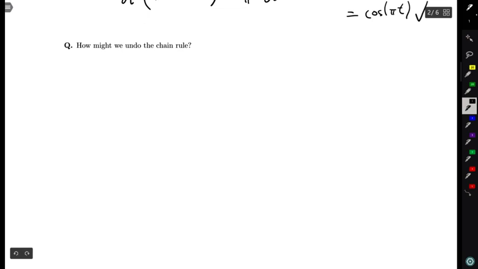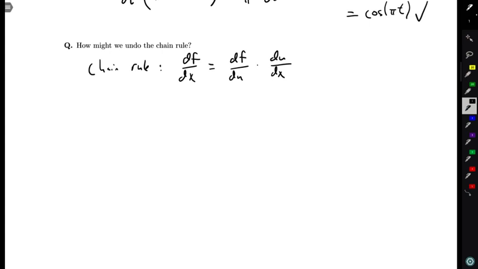In order to do that, we should probably state what the chain rule says. So recall that the chain rule says that the derivative of some function with respect to x is the derivative of that function with respect to u times the derivative of u with respect to x.